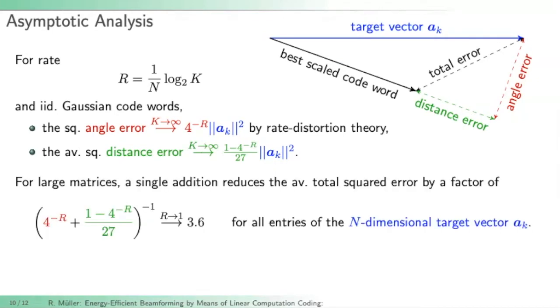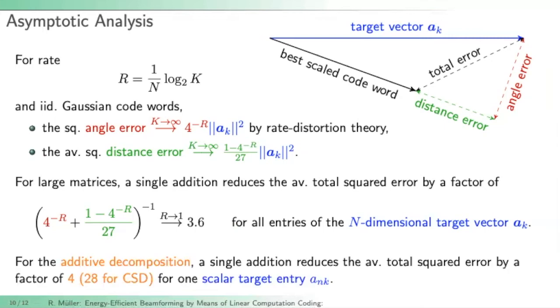Now, if you combine the two, you find that for any addition you allow in computation, the total squared error is reduced by a factor of 3.6 if the number of rows of the matrix happens to be the binary logarithm of the number of columns. On the other hand, if you go for the additive decomposition, a single addition reduces the total squared error by a factor of 4, or 28 for canonically assigned digit representation.